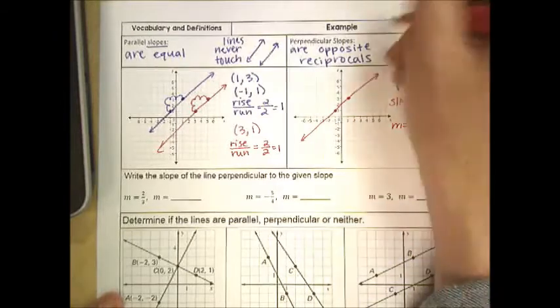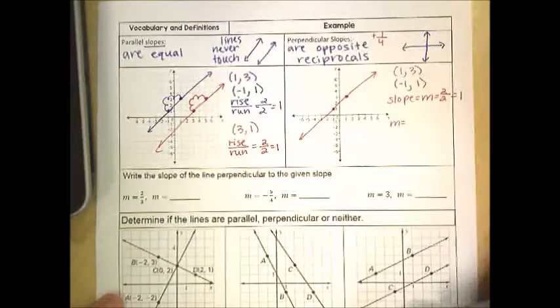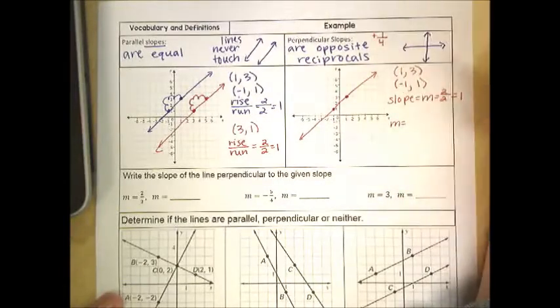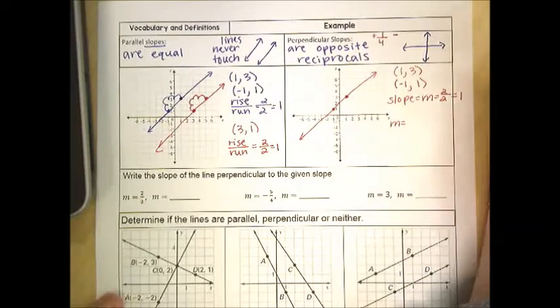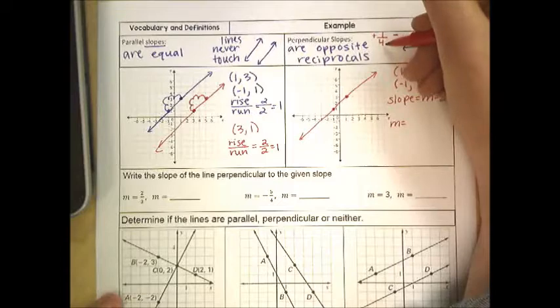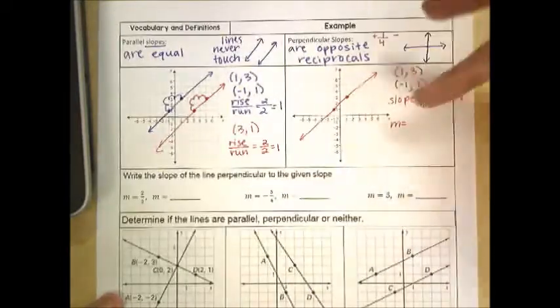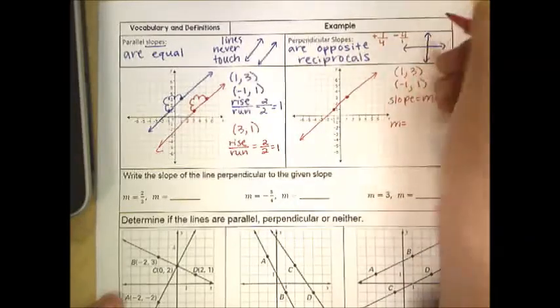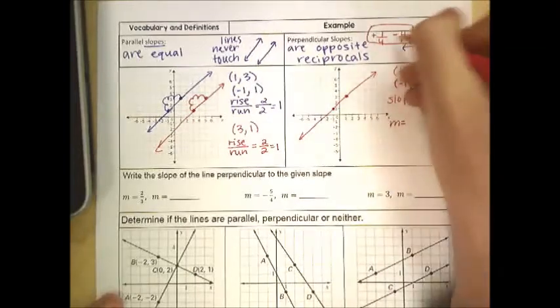So an example up here, if the slope is positive 1 over 4, the opposite refers to that sign. So since it's positive, the opposite would be negative. And then since we have the fraction 1 over 4, reciprocal is the opposite fraction. You flip it. So 1 over 4 becomes 4 over 1. So this right here is an example of perpendicular slopes.